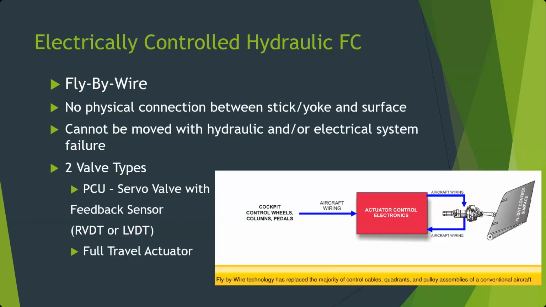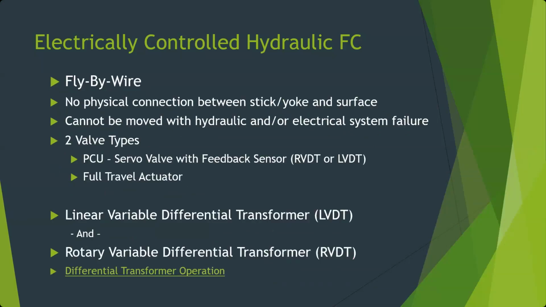So here is the control column, wheels, pedals. You're going to have aircraft wiring. It's going to go to typically some kind of control electronics. That's going to send the signal to the actuator. That actuator is going to have something to monitor its physical position, and it's going to send that signal back to the electronics. And then that oftentimes will have a signal going back to the ICAS, like I demonstrated in the previous one. Okay. So these RVDTs and LVDTs, everything above is the same.